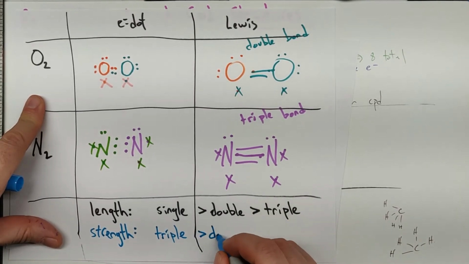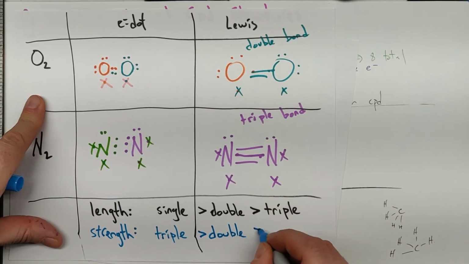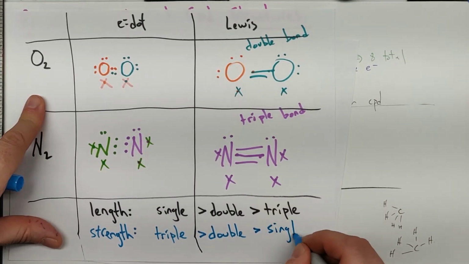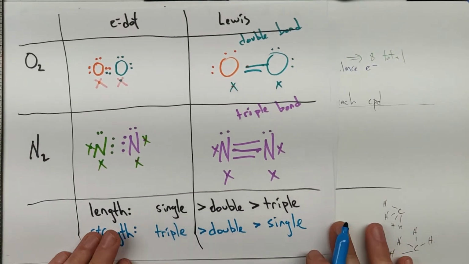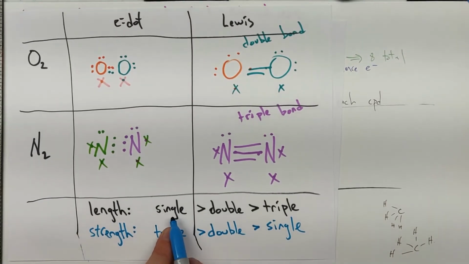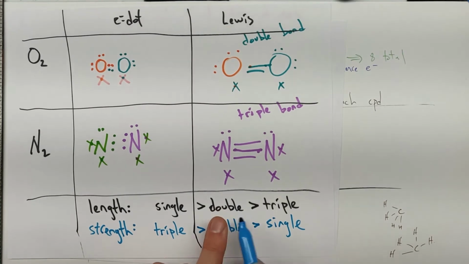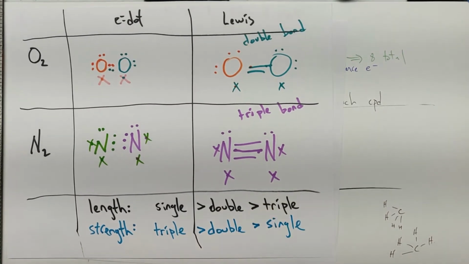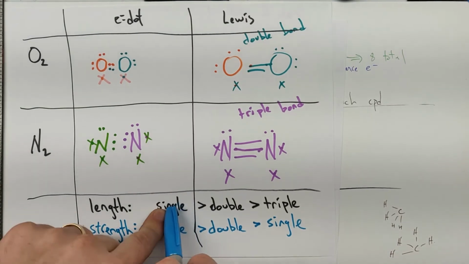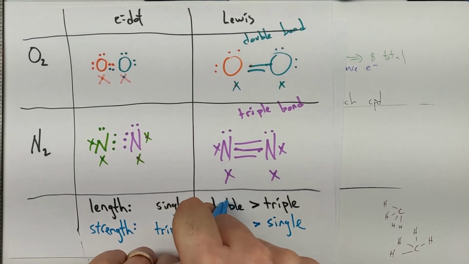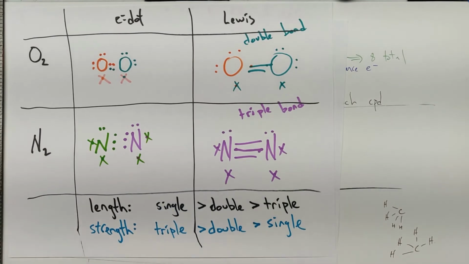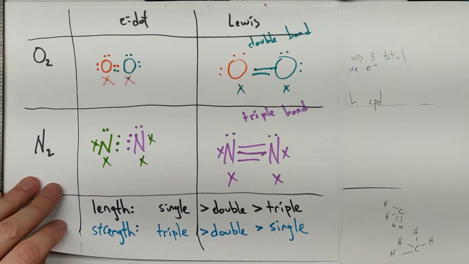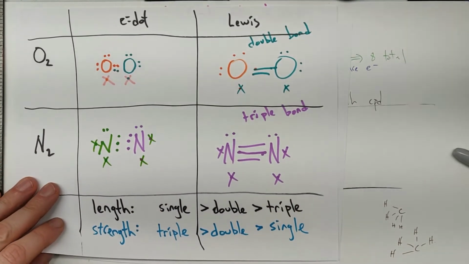Triple is stronger than double, which is stronger than single. And we're comparing bonds between, say, the same element: carbon-carbon single bond versus carbon-carbon double bond versus carbon-carbon triple bond. Okay? We're not comparing different elements like a carbon-hydrogen single bond and a carbon double bond. No. So this is the general rule in terms of strength and length.